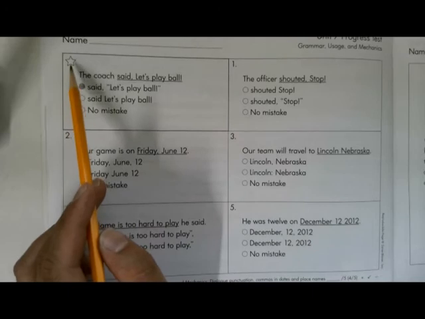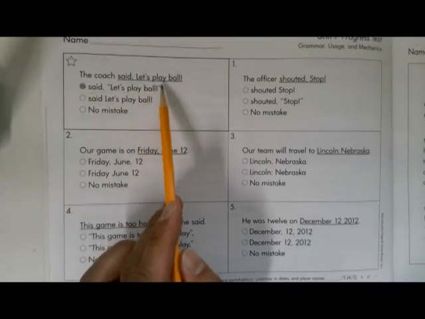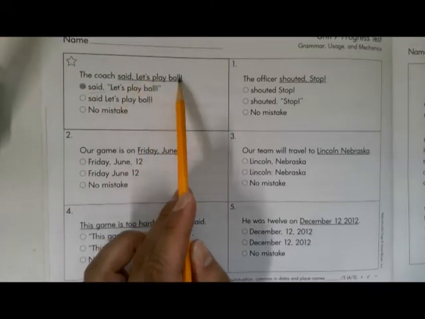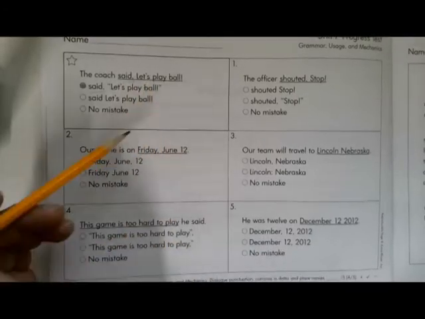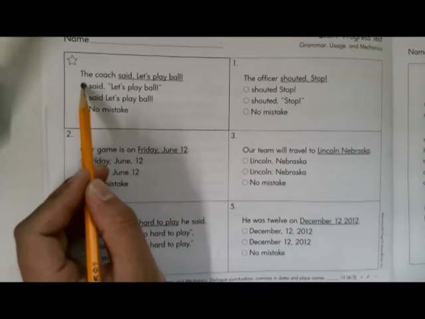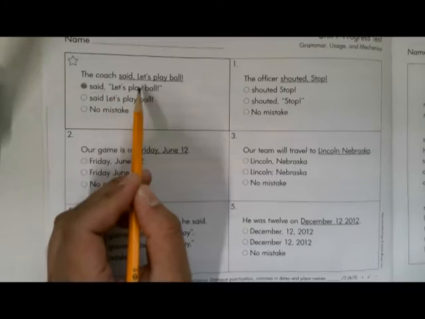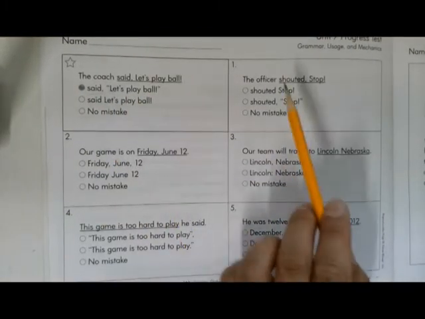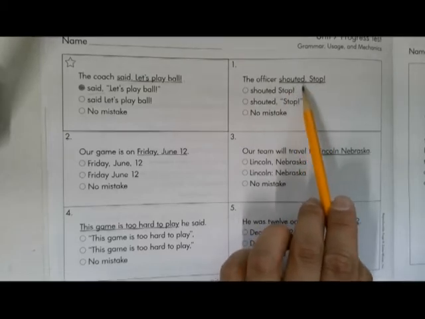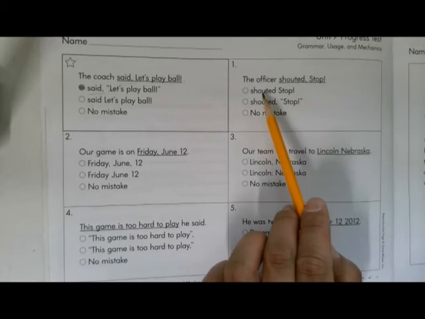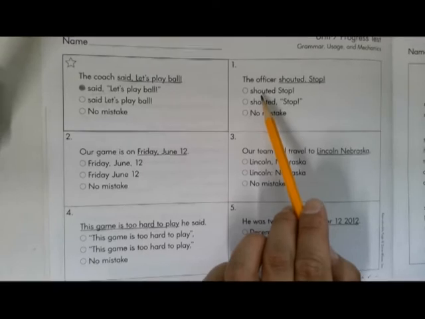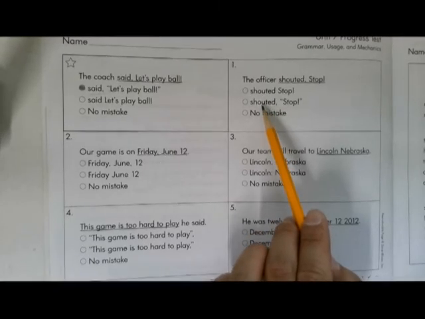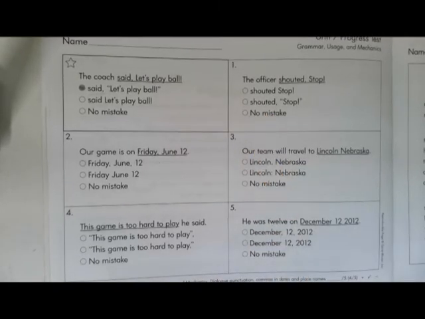For the box with the star in it, the underlined part has a mistake. There should be quotation marks where it says, "Let's play ball." So I'm going to choose this option, bubble in this one that says, "Let's play ball" in quotation marks. For the rest of them, you're going to read the whole sentence, and in the underlined part, you're going to bubble in whether it should have this correction, the second correction, or if there's no mistake.